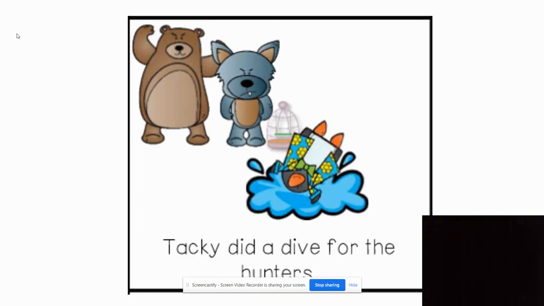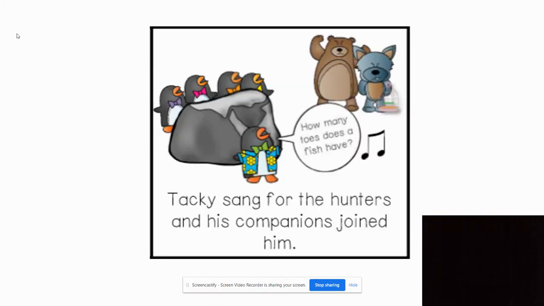Next, Tacky did a dive for the hunters. So find a picture of Tacky jumping in the water. After that, Tacky sang for the hunters, and his companions joined him. "How many toes does a fish have?" There he goes with that crazy, silly song again. Find this picture and glue it down. Remember, you can pause the video, rewind if I'm going too fast.